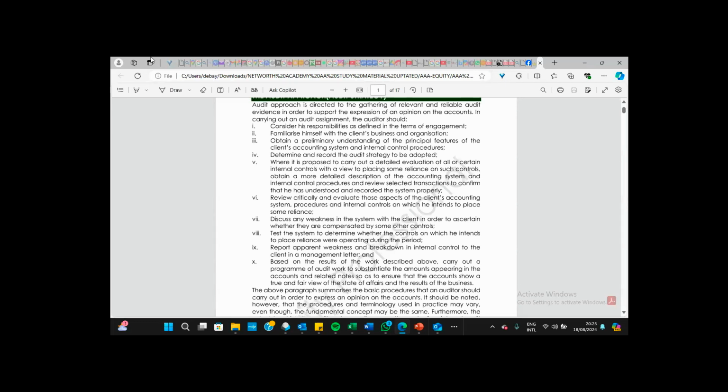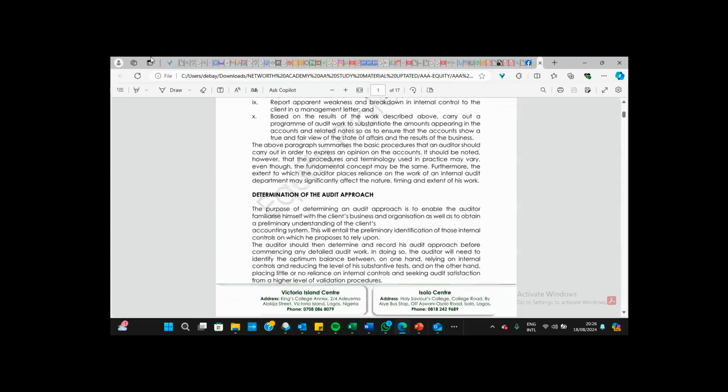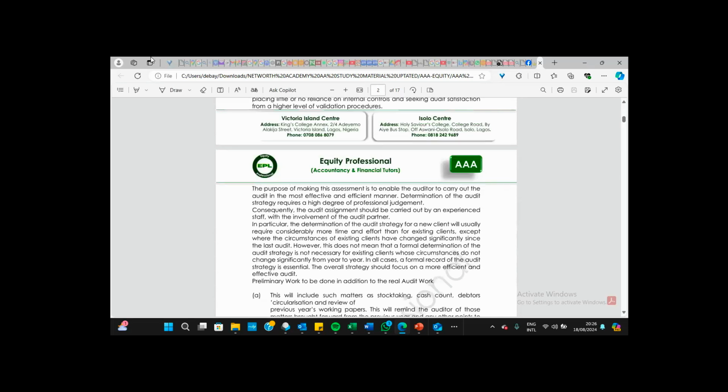Okay? So all of these and much more are what the auditor will do while he's trying to develop the audit strategy. Now, when he's developing the audit strategy, he needs to be sure that he has an understanding of how the organization operates. All right? So you should be able to give an insight as to what is obtainable within the organization.